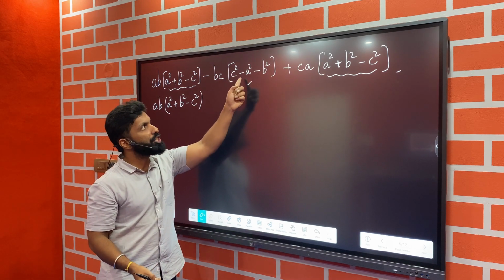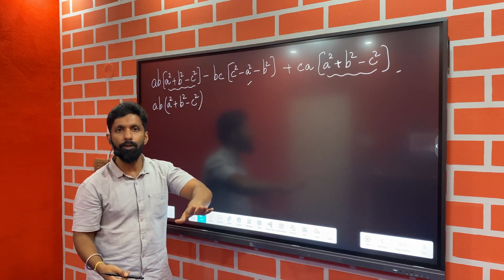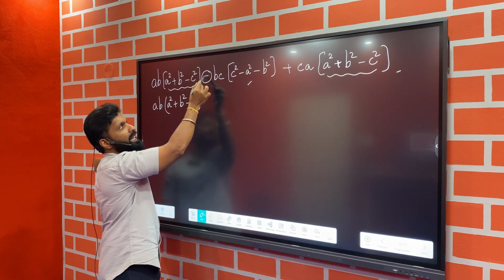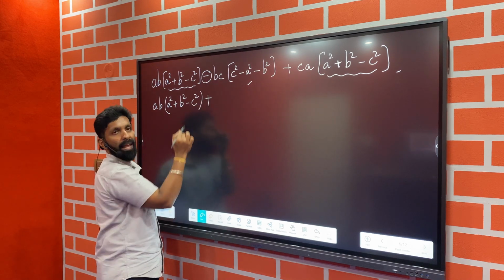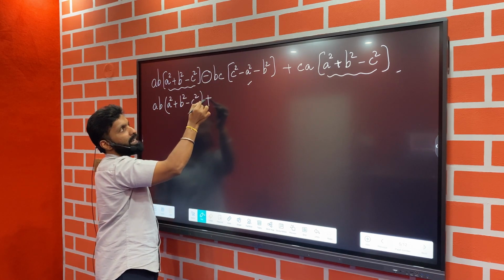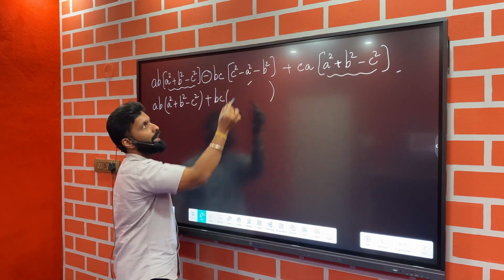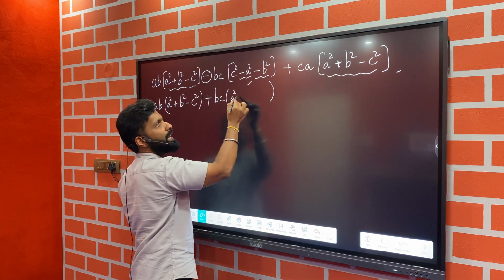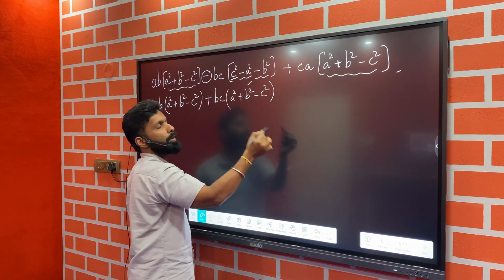So if you want to change all these signs into the opposite sign, easiest way is change only the sign outside. So if it is minus here, make it plus. If it is plus here, make it minus. So what I am planning to do is, I convert this minus into plus, I write BC and see what I'm doing. Minus a square, I write it as positive a square. Minus b square, I write it as positive b square. Plus c square, I write it as negative c square.